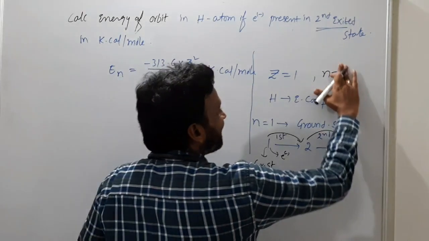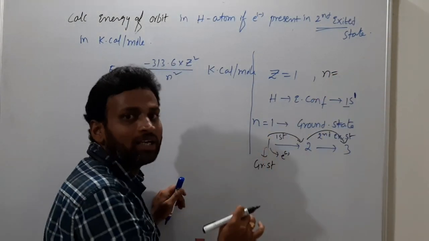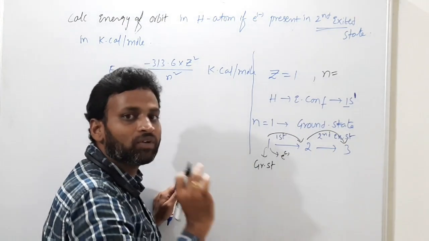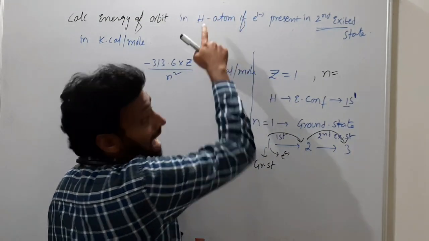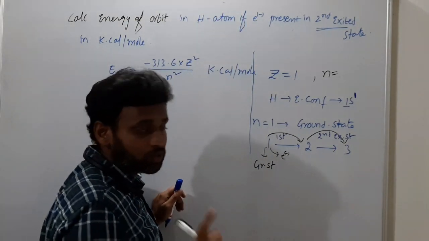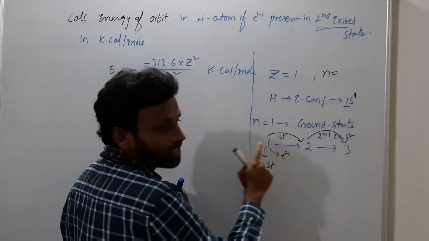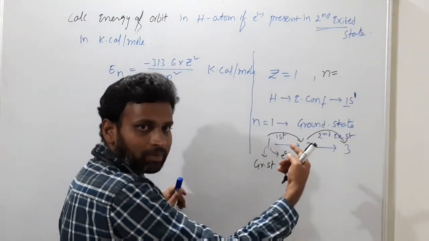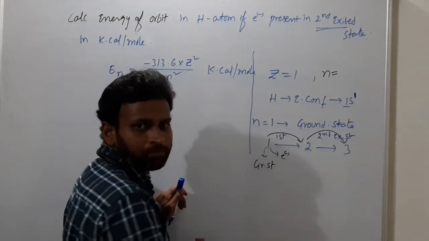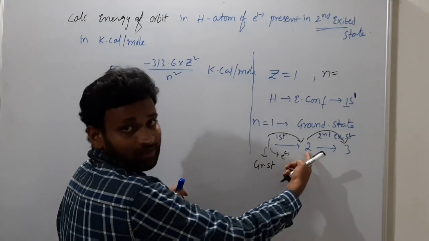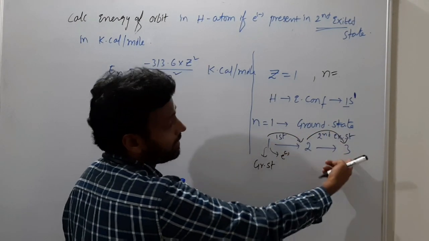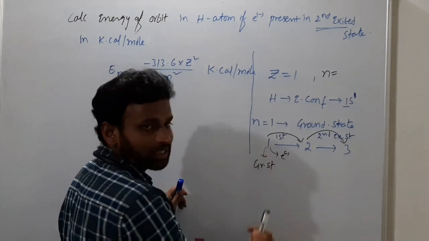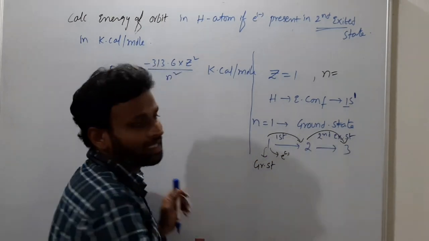No. Second excited state means, initially, what is the ground state for that particular given atom? That is very important. So for hydrogen, the ground state is 1. The first excited state means the next level. For 1, the next level is 2 only. For 2, what is the next level? So 1 to 2 is the first excited state, 2 to 3 is the second excited state.